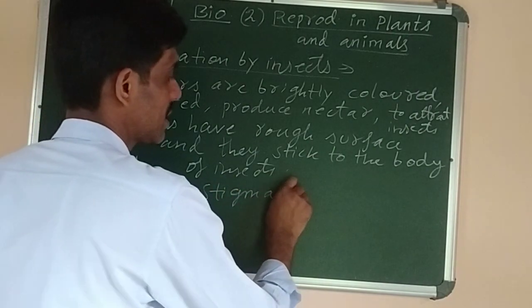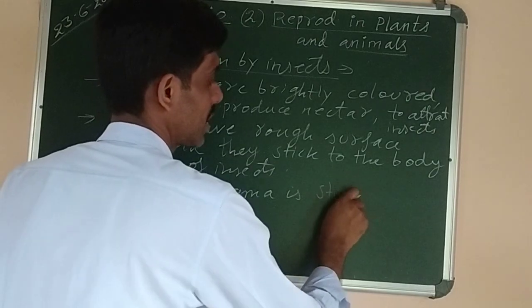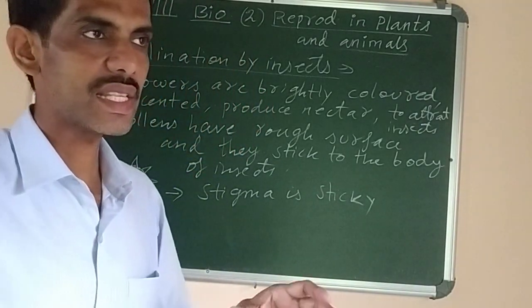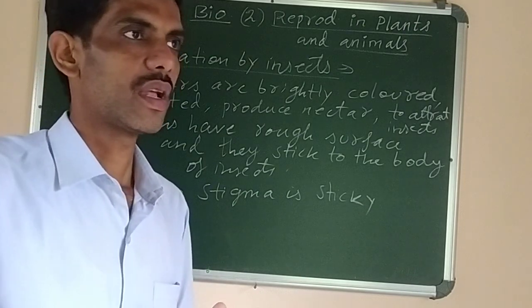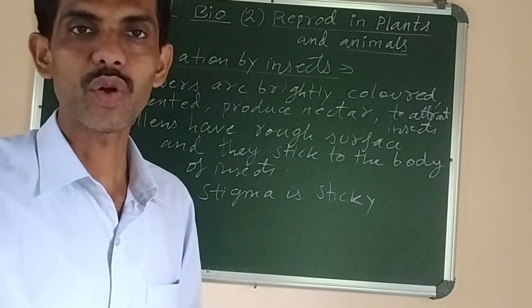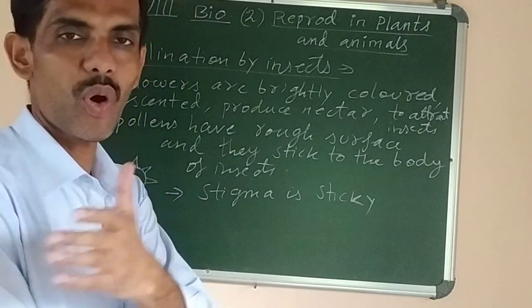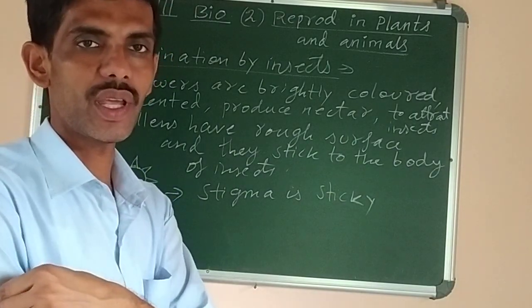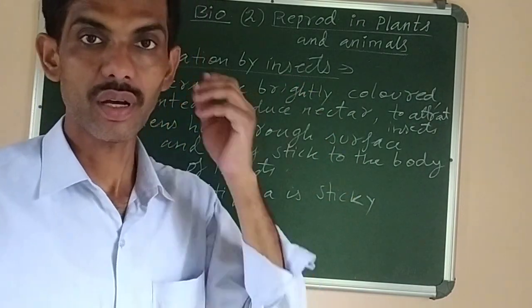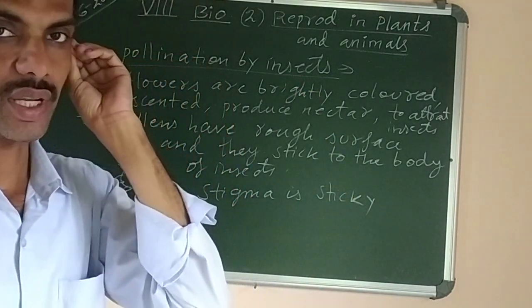Stigma is sticky. Sticky means it has a glue-like substance, so that when the insects will come rub their, what can we say, when the insects will rub their legs or fan their wings, at that time whatever pollens were being sticking to their body, they will be deposited on the surface of stigma. And once the pollens are deposited, pollination is done.